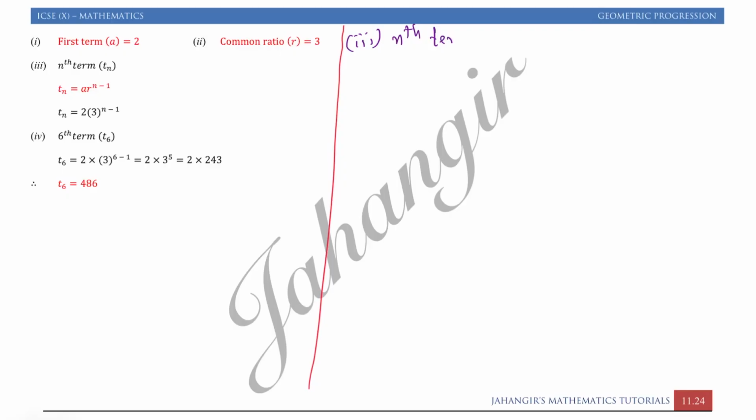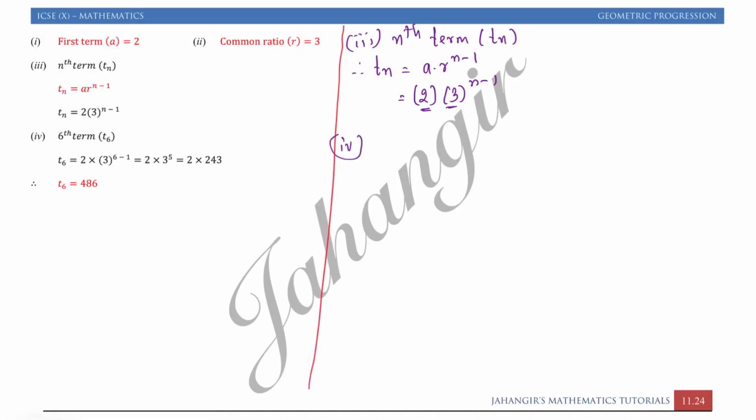Nth term is actually Tn. So therefore Tn is equal to a into r raised to n minus 1. So a की value is 2 into r की value is 3 raised to n minus 1. Here we don't have same base, so we cannot combine it. So just leave as it is. But in case you have same bases, you have to combine and make a simple exponent.